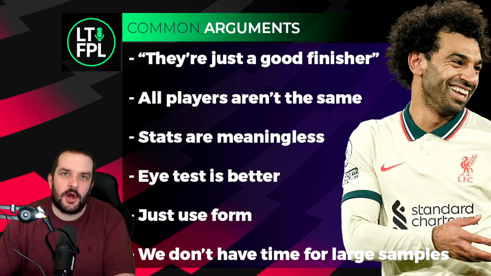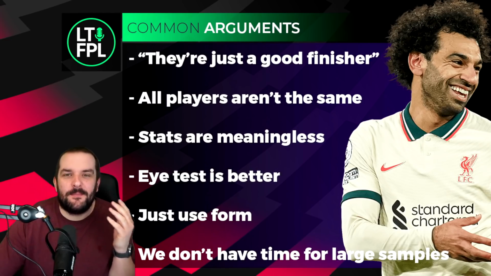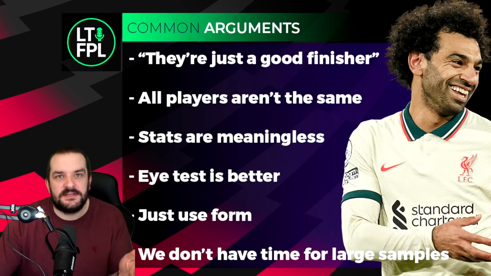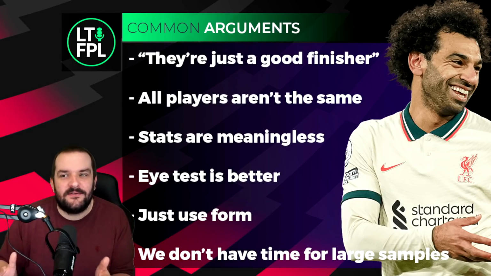So one of the common ones is they're just a good finisher, okay? You see that a lot. So a player, and Smith Rowe and Bernardo Silva are perfect examples of this. There are other players as well. I don't have an agenda against either of these players. They're just fresh in the mind because it's happened recently, right?